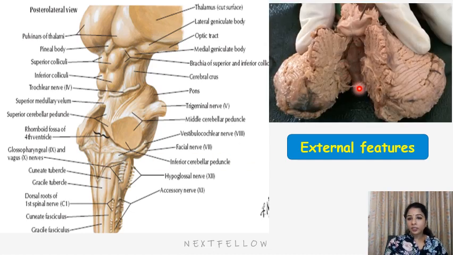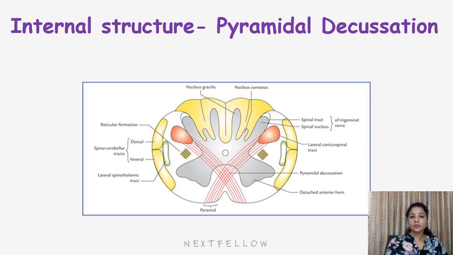So here is an image showing the fourth ventricle. This is midbrain. These are the four elevations of midbrain. This is cerebellum. The section is taken along the vermis of the cerebellum. So we know the gap between the cerebellum and the brainstem is the fourth ventricle. So this is the floor of the fourth ventricle. So that was about the external features of medulla, both on the ventral and the dorsal side.